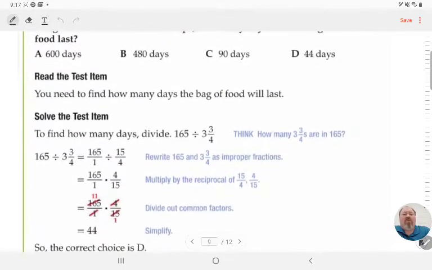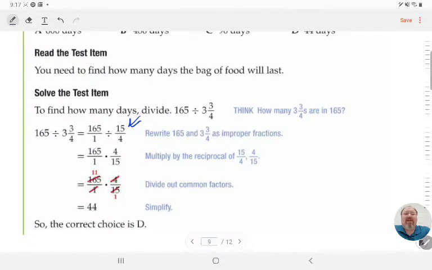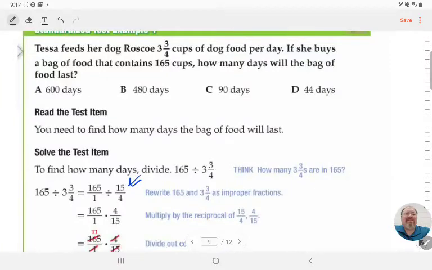Okay? Well, first we change that 3 3/4 to an improper fraction. And that would be 4 times 3 is 12, 12 plus 3 is 15, so 15 over 4. Now we take 165, change it to multiplication, and use the reciprocal of 4 over 15. We then simplify down. 15 goes into 165 11 times. So we go 11 times 4 is 44, 1 times 1 is 1, so 44. We look up here at the answers, D, 44 days. Okay?